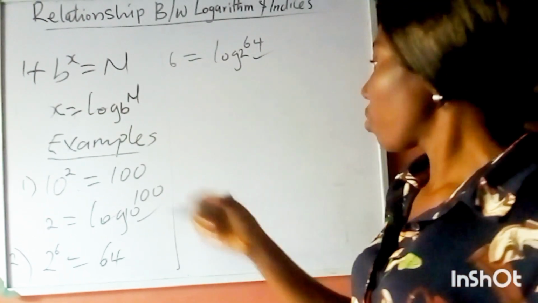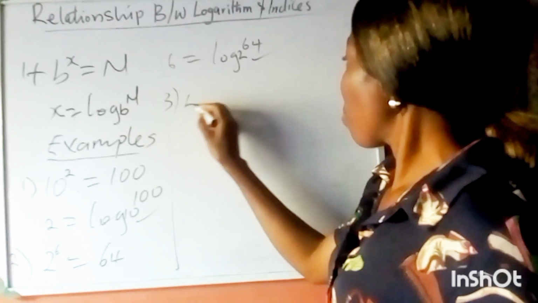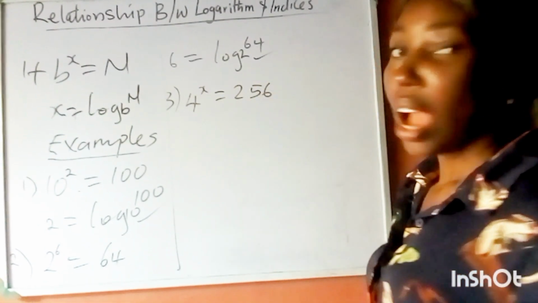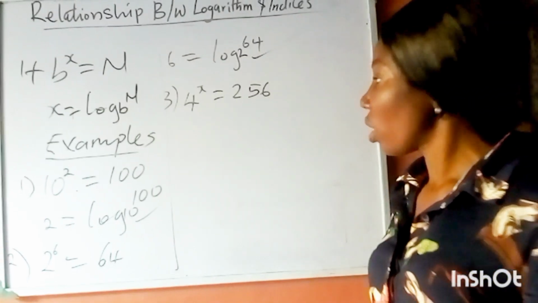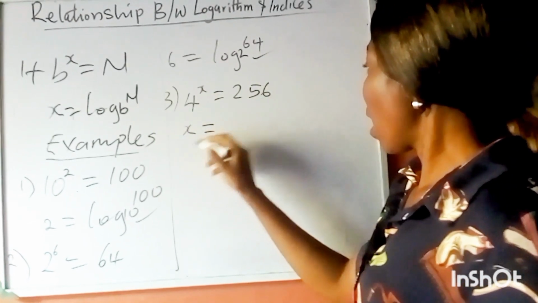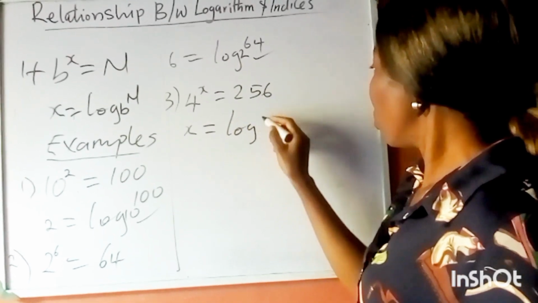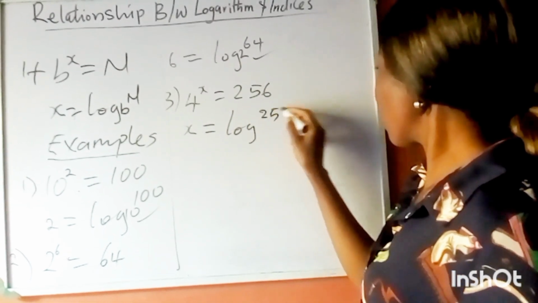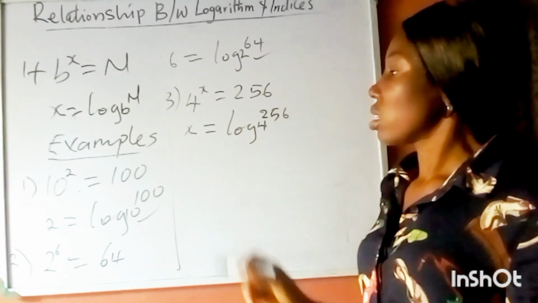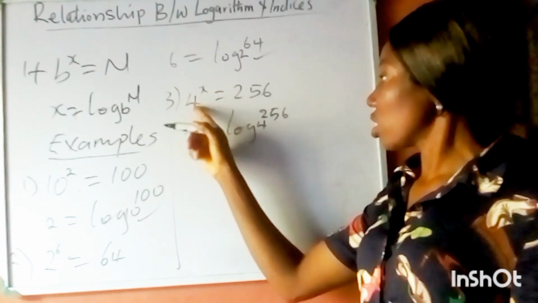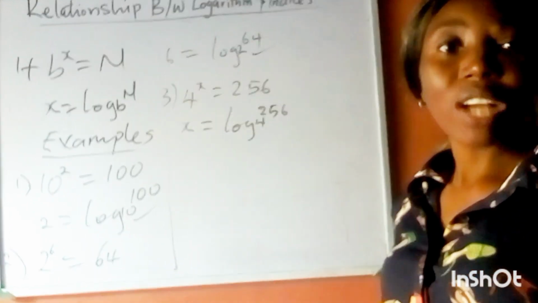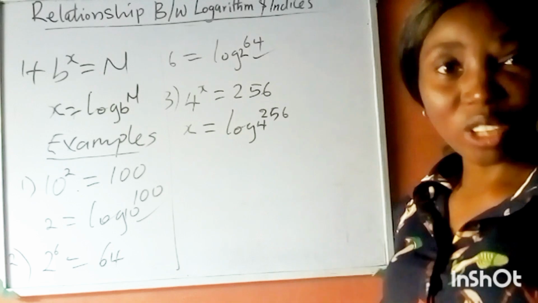Assuming we have 4 power s equals 256. And we are asked to write it as a log. What do we do? This s will come down, s equals log of 256 in base 4. So this is the answer to this. This is in indices and this is in logarithm. Now let's look at another interesting question.